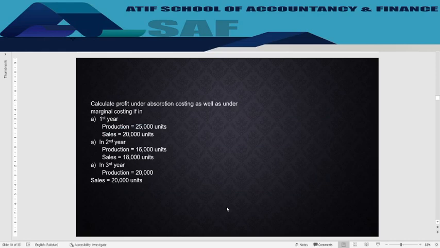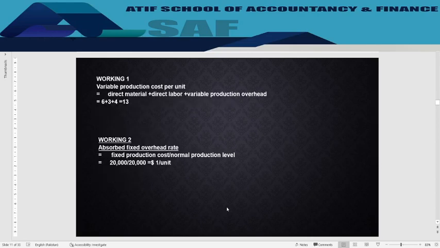If in the first year production is 25,000 units and sales is 20,000 units, it means it is a case of increase in inventory. Production is greater than sales. In the second year, production is 16,000 units while the sale is 18,000 units, which means it is the third case, decrease in inventory, as sales is greater than production. And in the third year, production and sales are equal. These are 20,000 units each, and it is the case of no change in inventory level.